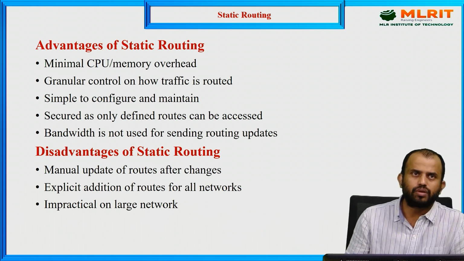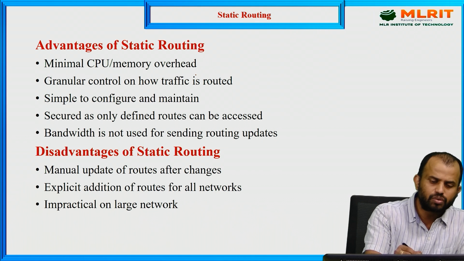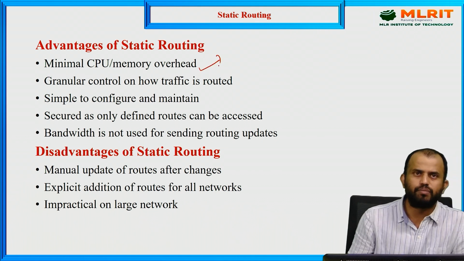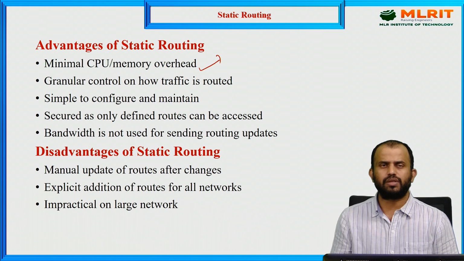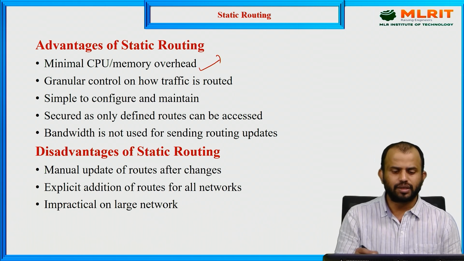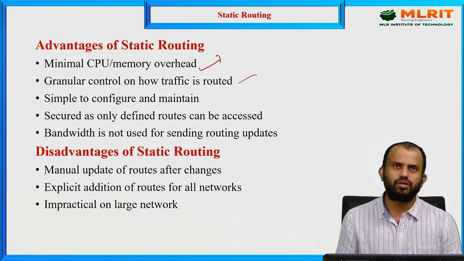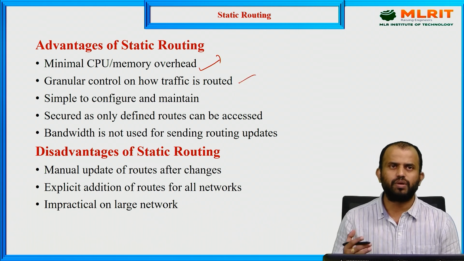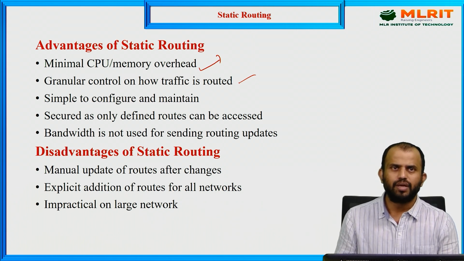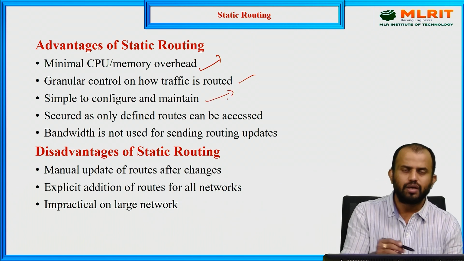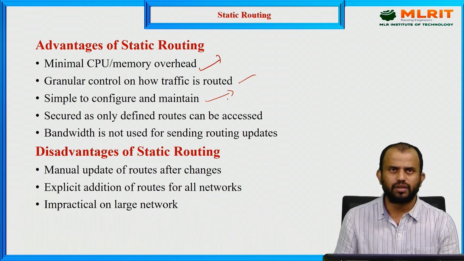What is static routing? It is a manual entry. Minimal CPU and memory are required, because in the backend no algorithm is required. So minimal entries and minimal CPU memory are required, and we get granular control over how the traffic is routed, because we maintain the manual entry. We can look into the granularity of how the traffic is moving and what kind of routing mechanism is in use, and analyze that. It is also very simple to configure, and we can easily maintain it.